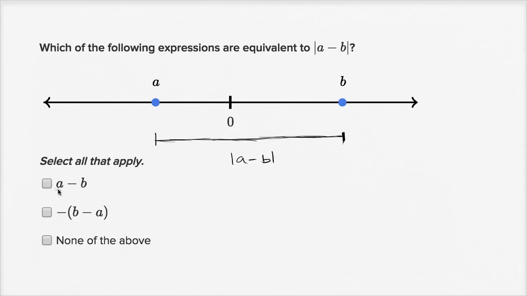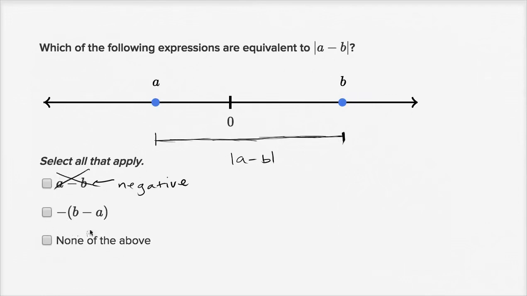Well, what is this first choice? Just a minus b without the absolute value. Well, we see that a is less than b. It's more to the left. In fact, a is negative and b is positive. So if you take a negative number and then you subtract a positive number from it, you're going to get a negative number. This thing right over here is going to be negative. Or if you subtract a larger number from a smaller number, you're going to get a negative value. But the distance between these two numbers, we took that absolute value. This is a positive value. This is just a distance. So this isn't going to be the case.